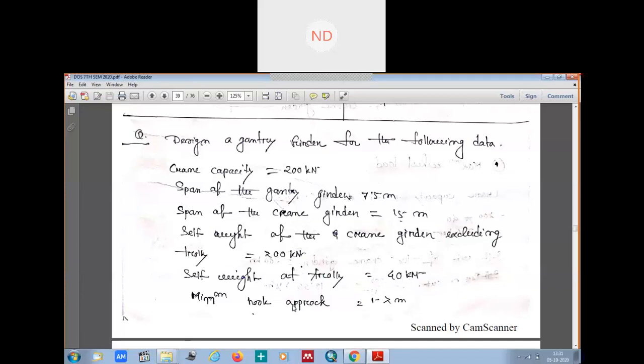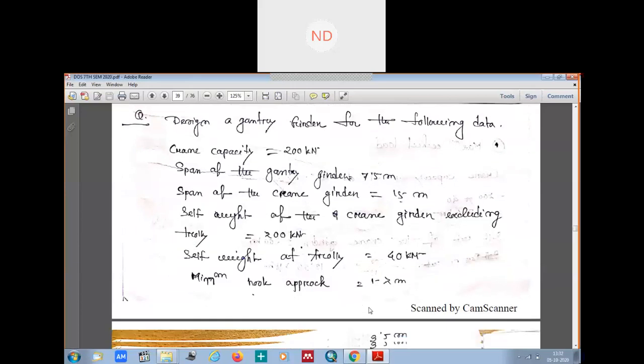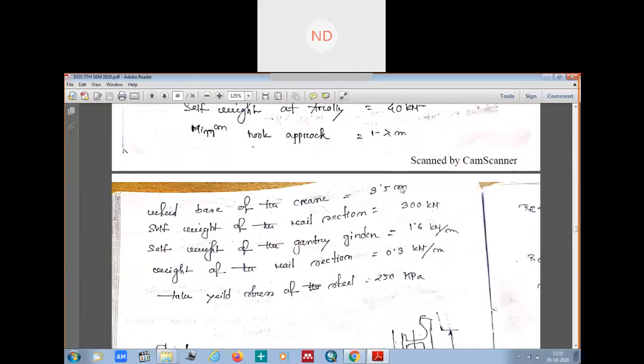And the minimum hook approach, I told you about the minimum hook approach. That means the point up to which the trolley or the crab can move, beyond which it cannot move towards the edge. So it has to maintain a minimum hook approach of 1.2 meter. Not 1 to 2, this is 1.2 meter. Next, what is given, the wheelbase of the crane is 3.5 meter. Just now when I was talking about the bending moment, I talked about the wheelbase, which is the wheelbase of the two legs of the crane together.